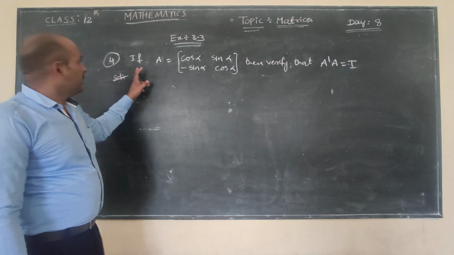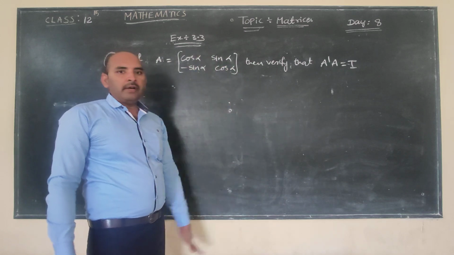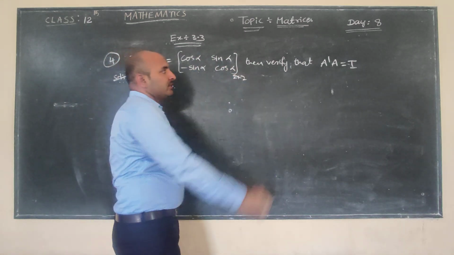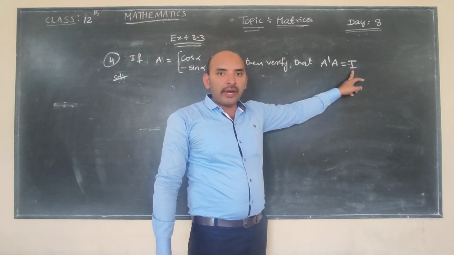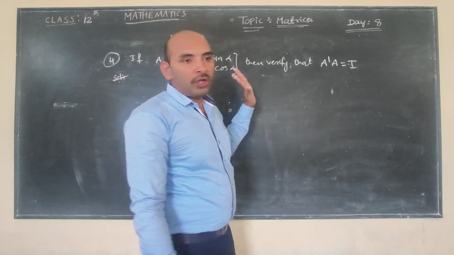So next question, question number 4. If capital A is equal to cos alpha, sin alpha, minus sin alpha, cos alpha, which is also a 2 by 2 matrix, then verify that A transpose A is equal to the right hand side matrix. It is the identity matrix with order 2 cross 2 only.